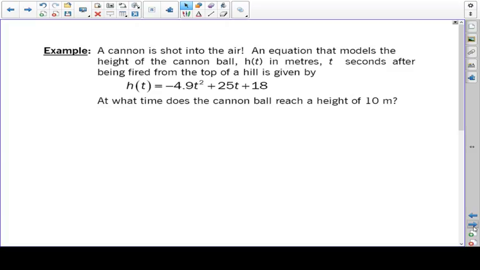A cannon is shot into the air. An equation that models the height of the cannonball, h(t) in meters, t seconds after being fired from the top of a hill, is given by negative 4.9t squared plus 25t plus 18. At what time does the cannonball reach a height of 10 meters? Okay. So we have to use this to come up with a quadratic equation, and with that quadratic equation, we'll use the quadratic formula to help us solve it.